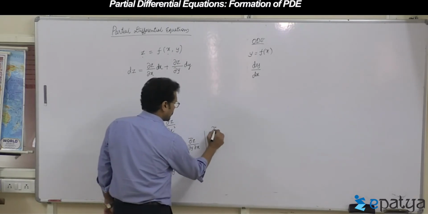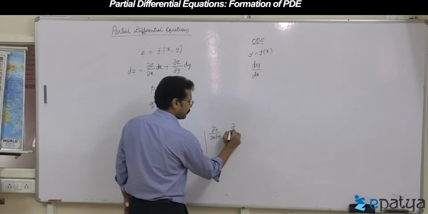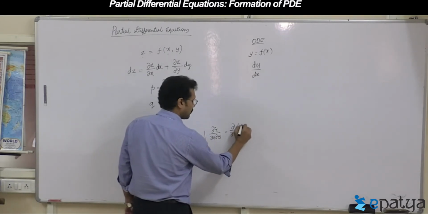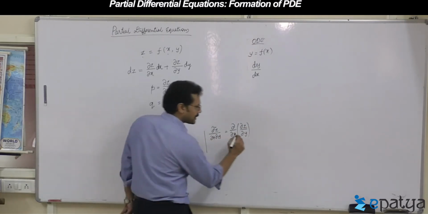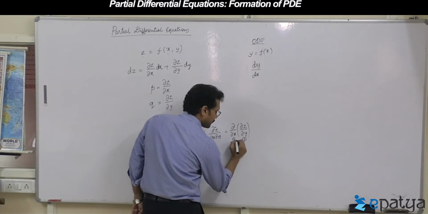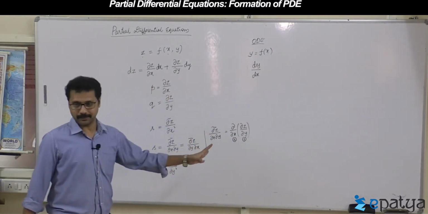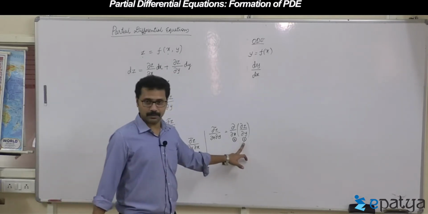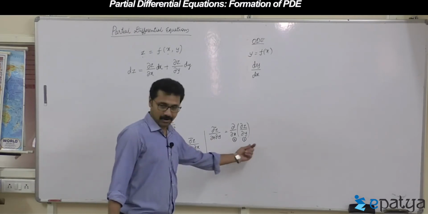See, dou square z by dou x dou y means this is actually dou by dou x operating on dou z by dou y. That means first partial differentiation with respect to y and then partial differentiation with respect to x. That is the order of differentiation. First partial differentiation with respect to y and second partial differentiation with respect to x is the order here.